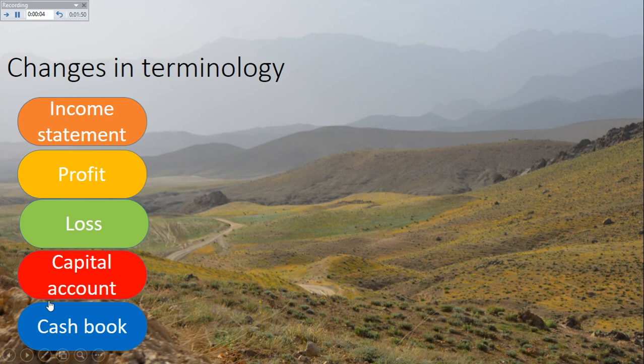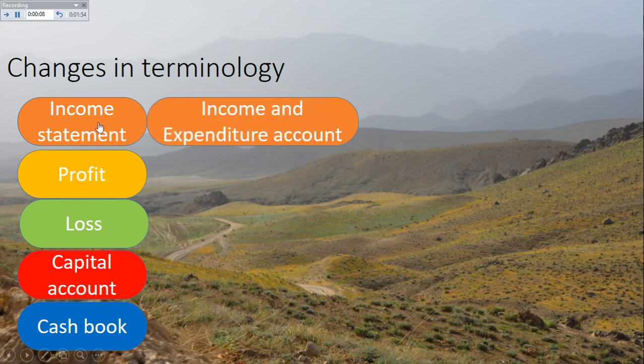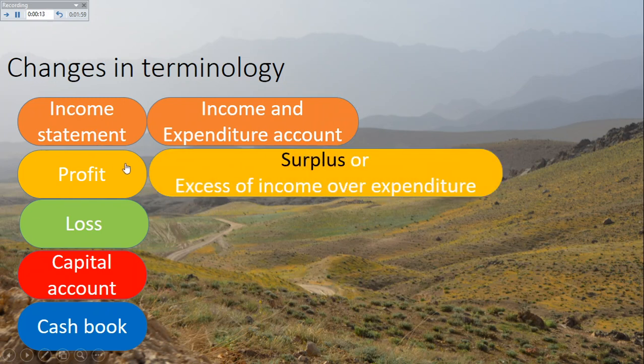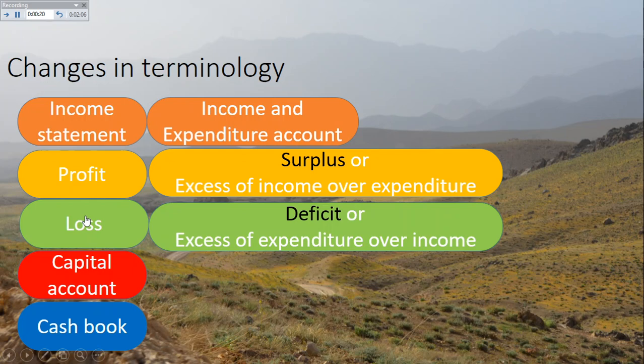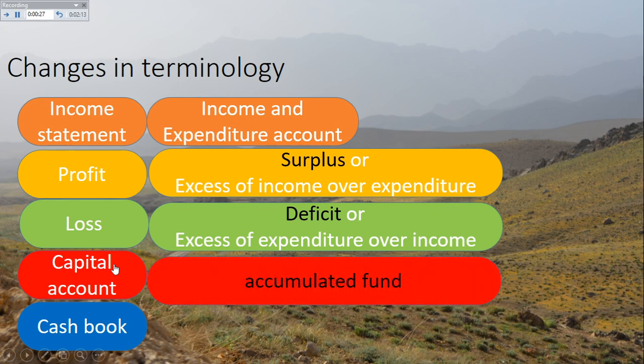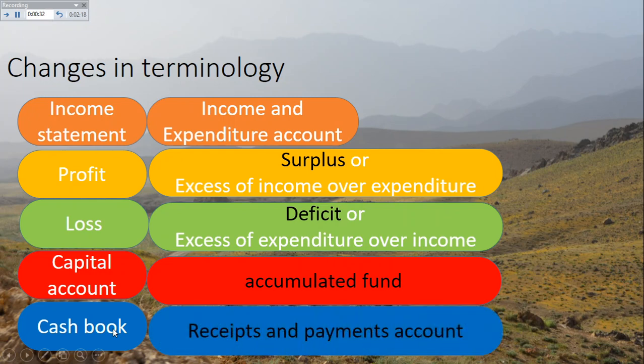Changes in terminology. There are certain changes here. For instance, the income statement will be referred to as the income and expenditure account. Profit will be referred to as surplus, or excess of income over expenditure. Loss will be referred to as deficit, or excess of expenditure over income. Capital account will be referred to as accumulated fund. Cash book will be referred to as receipt and payment account. So these are the terms we'll be using here.